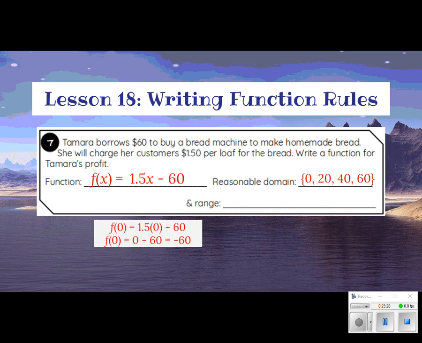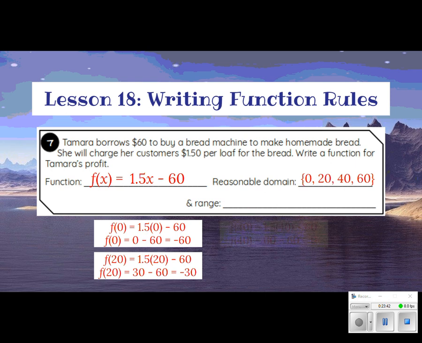So I'm going to plug in 0. f of 0 is negative 60. So she sells no loaves of bread. She's in the hole $60. If she sells 20 loaves of bread, she still owes $30. If she sells 40 loaves of bread, she owes $0. She has $0, I should say, as her profit. So this is what we call in business a break-even point, where she has paid off her debt, and everything after that is pure profit. So she has to sell 40 loaves of bread in order to pay off that bread machine.